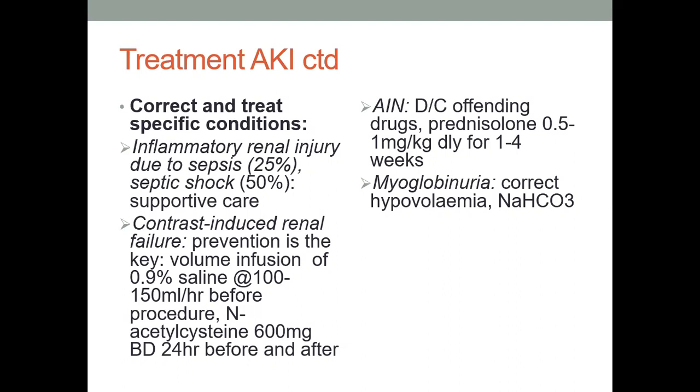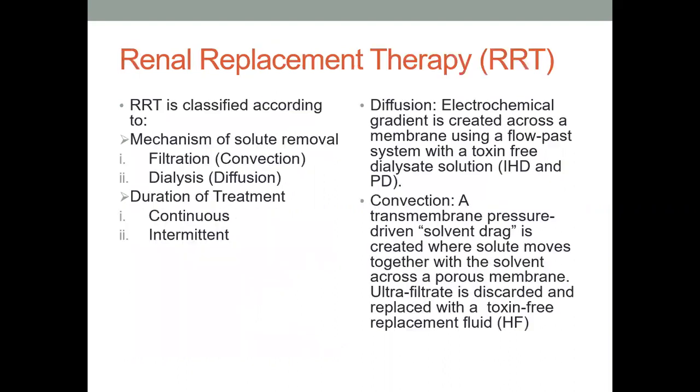For patients whose acute kidney injury is due to acute interstitial nephritis, you want to discontinue offending medications like your NSAIDs, like I mentioned, and steroid use has helped. In myoglobinuria, you want to correct your hypovolemia, and sodium bicarbonate may help in such instances.